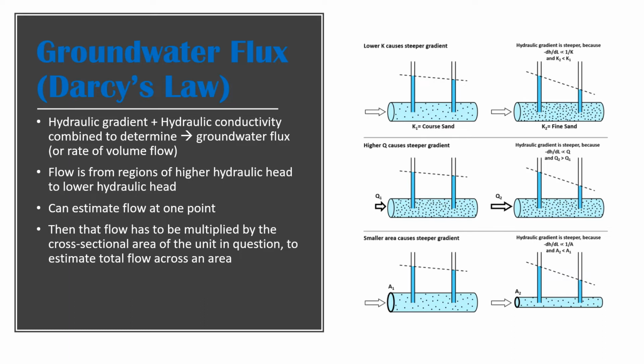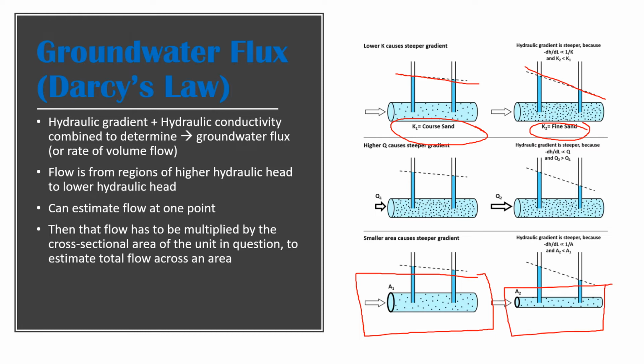This is depicted on the right, which shows that you can measure it for a gradual gradient, a steep gradient. You can look at it in different types of soil material, whether it be coarse or fine sand. You can also look at it in a different cross-sectional area. This has a larger area than this one, and these Darcy's law groundwater flux equations help you estimate all this.